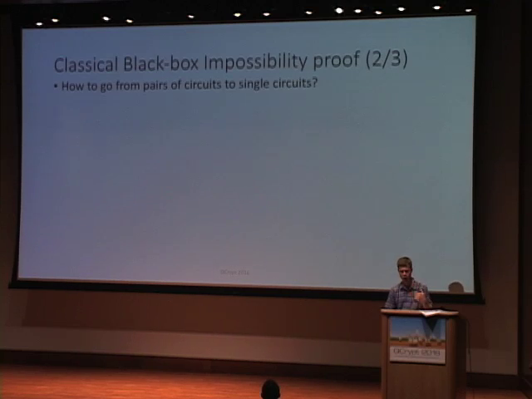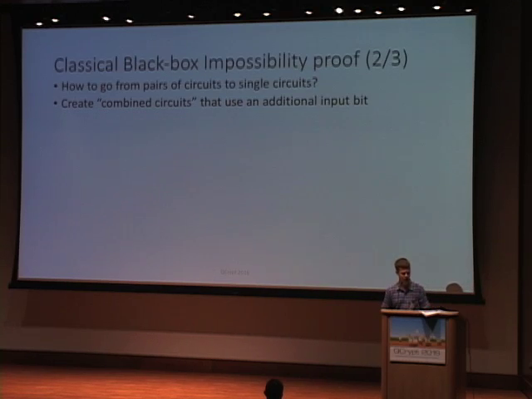So first of all, how do we go from pairs of circuits to single circuits? Which is what we want at the end of the day. Well, this is not hard, at least in principle. The idea is to create a combined circuit that uses an additional input bit as a flag bit. If that bit is 0, it runs the first circuit in the pair on the input. If the bit is 1, it runs the second circuit in the pair on the input.